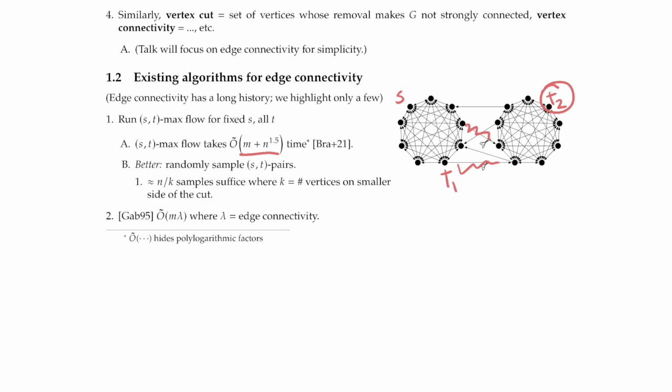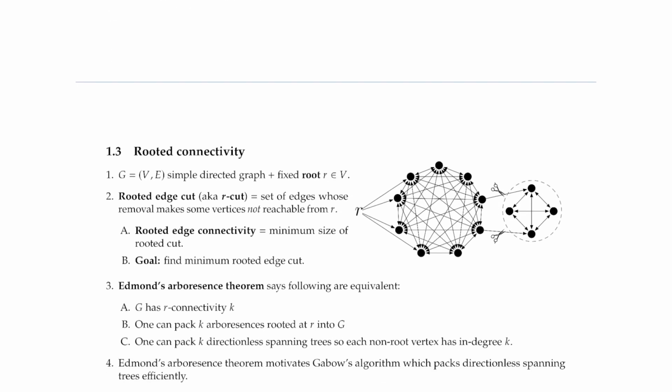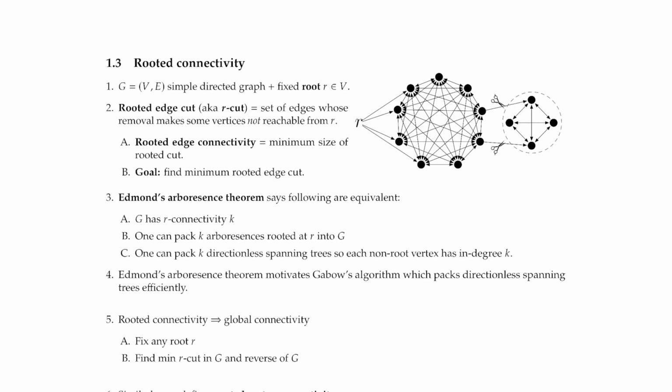A different approach, not based on s-t max flow, is by Gabow, who gets an m times lambda algorithm, where lambda here and throughout refers to the edge connectivity of the graph. I'll talk more about it in a moment. So about Gabow's algorithm.